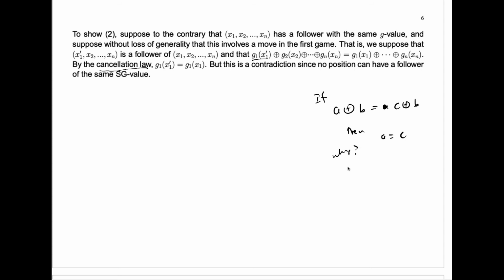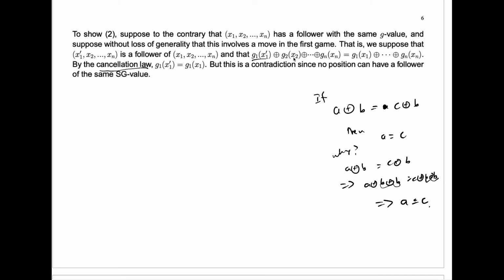Well, if a plus b equals c plus b, then a plus b, when I just add b again, I get c plus b again, with all nim sums. And b plus b is 0 here, and b plus b is 0 here, and taking the nim sum with 0 doesn't change things, so that implies a equals c. So we're allowed to cancel things.